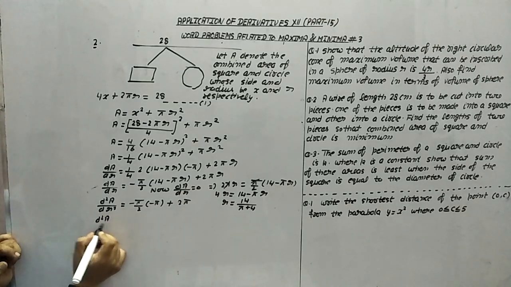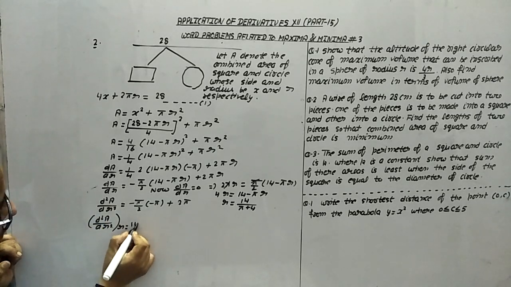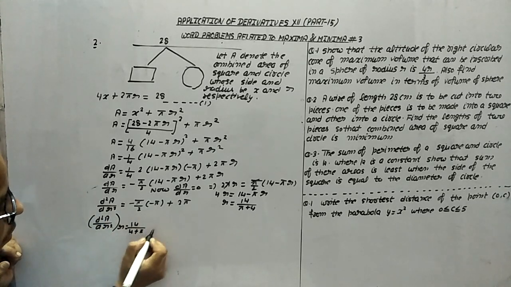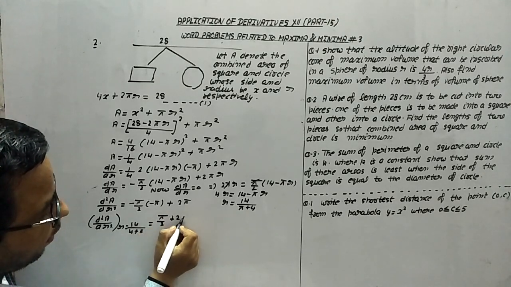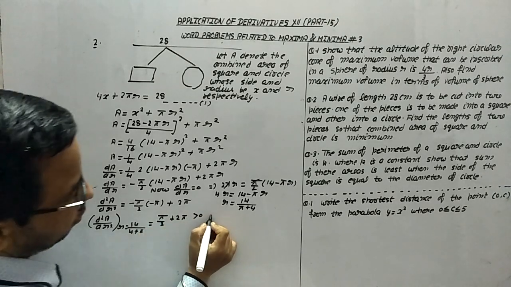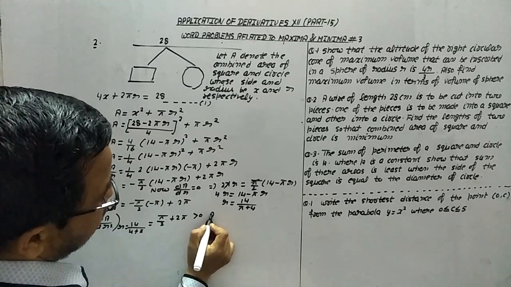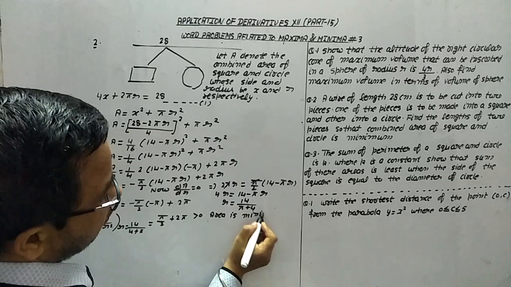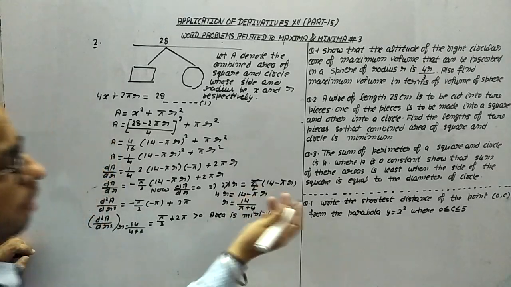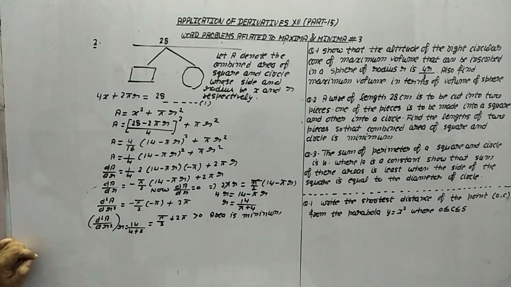Now d2A by dr square at r is equal to 14 upon 4 plus pi. We are observing this is pi upon 2 plus 2 pi, which is greater than 0. Therefore area is minimum. Now one part is over, that we have already found out the area.